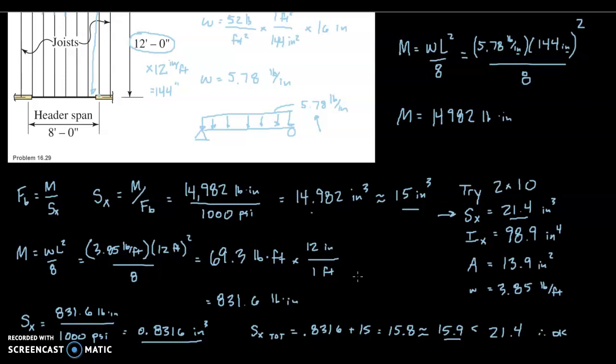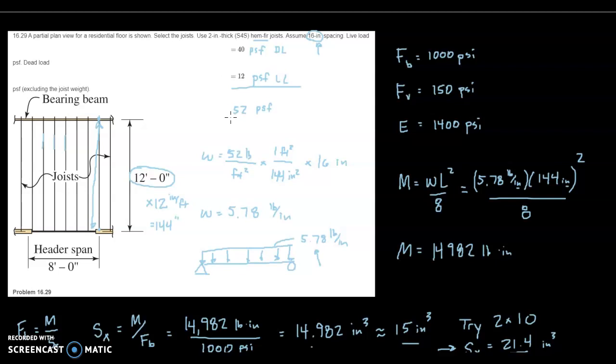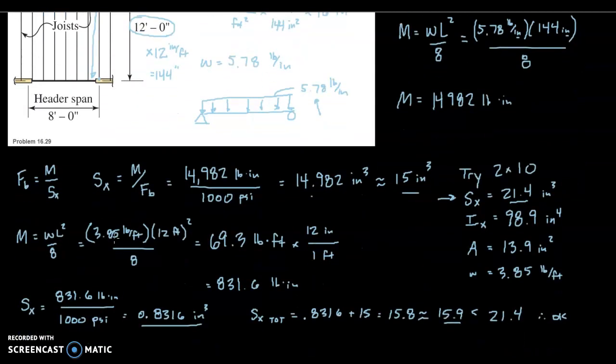Okay, this is part 2 of our timber beam design problem. We're looking at problem 1629 from the text, and it's a joist problem. So we had to find the distributed load, the little w, and I found it in terms of pounds per inch. I used that then to find the maximum moment. And using that maximum moment and the allowable bending stress for hem fir, I found the section modulus that was required.